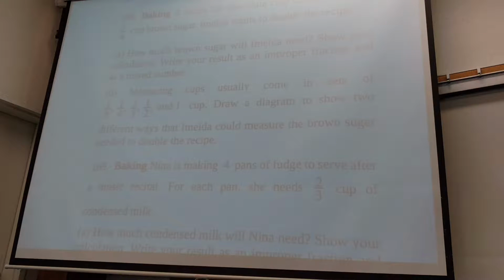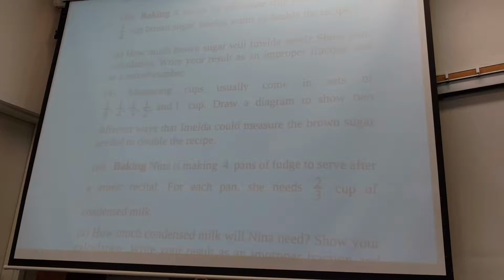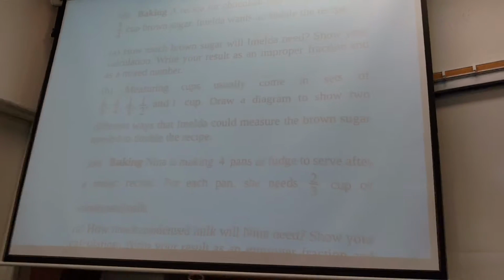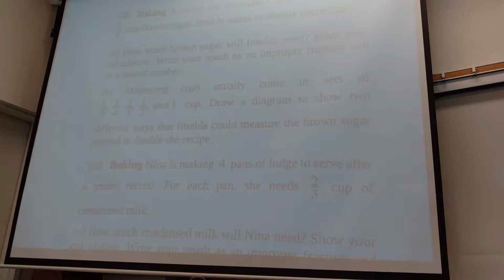All right. What you up to over there? All right, guys. So there's a question, this one about chocolate chip cookies. So now I want cookies. She wants to double the recipe. Okay, so it calls for 3/4 cup of brown sugar. How much brown sugar will Imelda need?